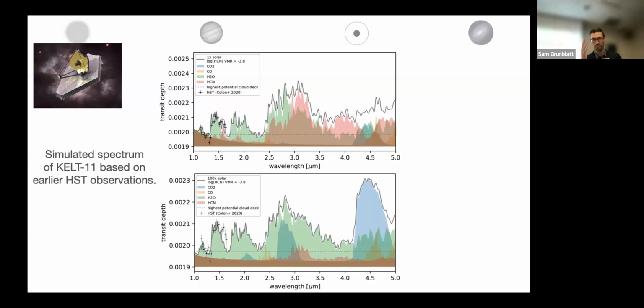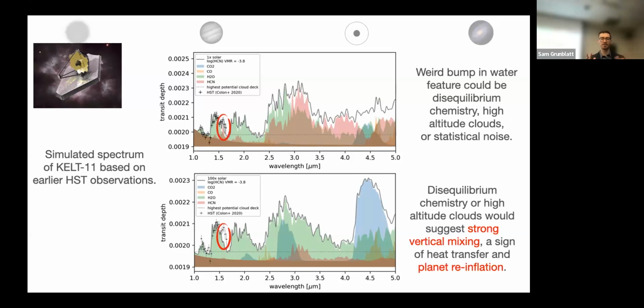So that's what we've tried to do here. If you allow for disequilibrium chemistry, then we can get the red, which is hydrogen cyanide, HCN, to explain that bump. Or maybe there's just a lot of noise, or the cloud deck is really high in the system. But if this bump is real, the reason could be strong vertical mixing in the planet's atmosphere. And that would be a sign of reinflation, because if you have strong vertical mixing, then things at the surface, like the heat, are getting deposited into the planet's interior.